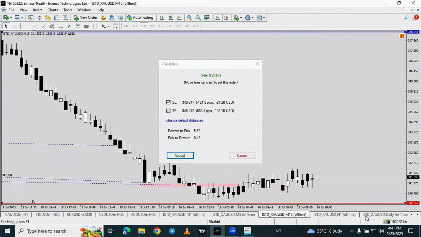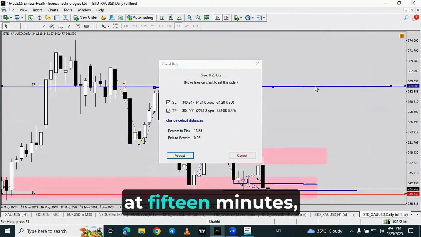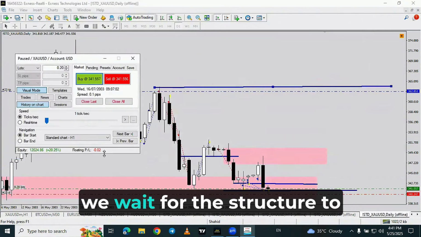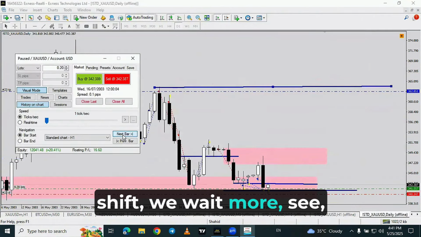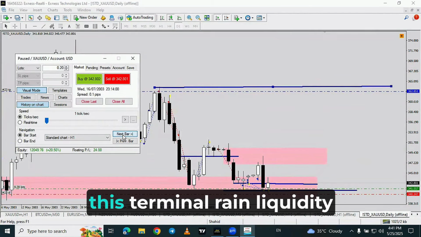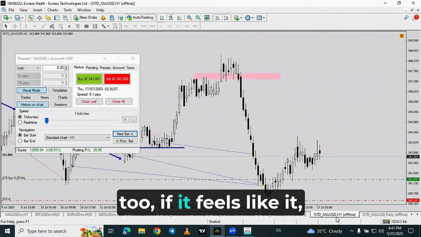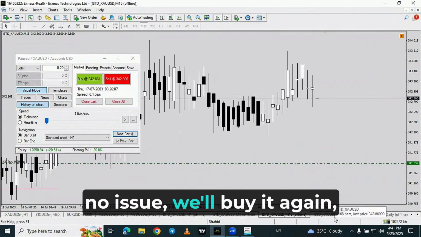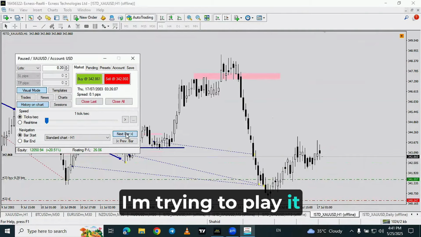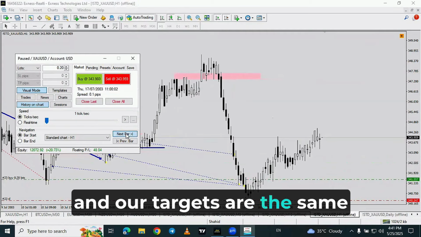You see, at 15 minutes, our trade is running on H1. We wait for the structure to shift. We wait more. See, if you see this buy side, this terminal range liquidity was here. We play it with small trades too. If it feels like it, then no issue. We'll buy it again. I'm trying to play it with this trade and our targets are the same.